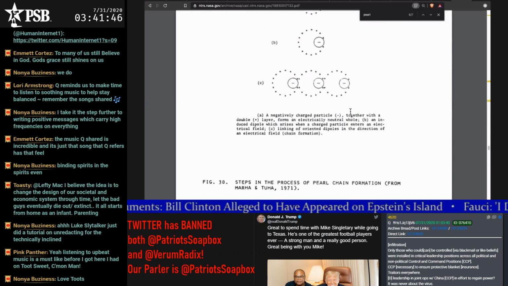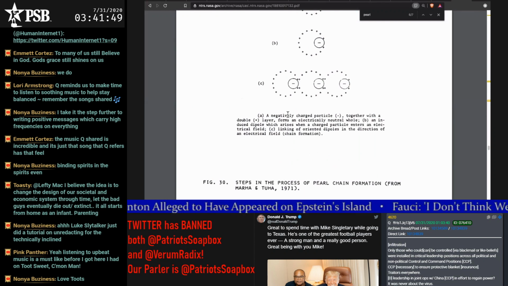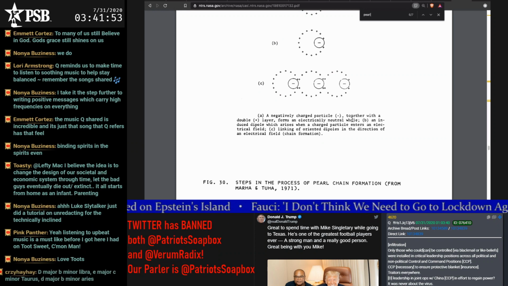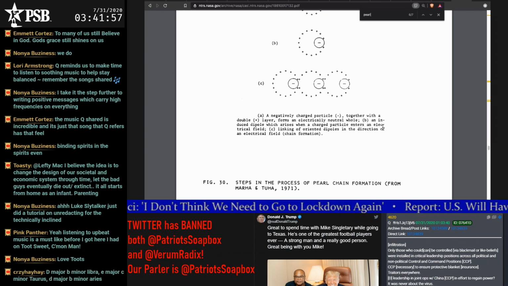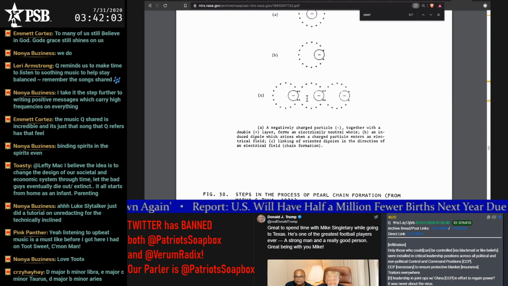Here you go. Negatively charged particle together with a double positive layer form an electrically neutral hole, but an induced dipole, which arises from a charged particle, enters an electrical field, linking of the orientation dipoles in the direction of the electrical field. So what is this saying?